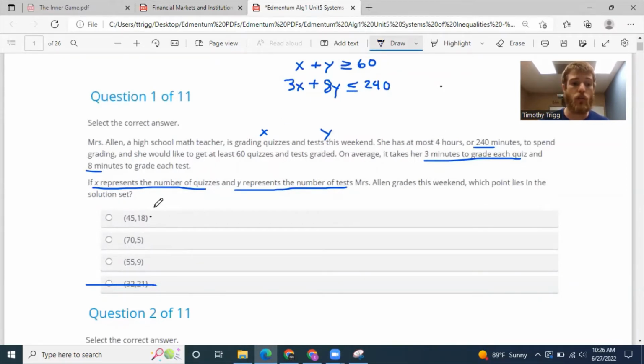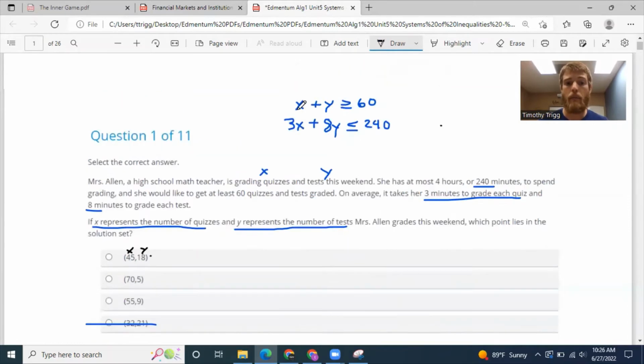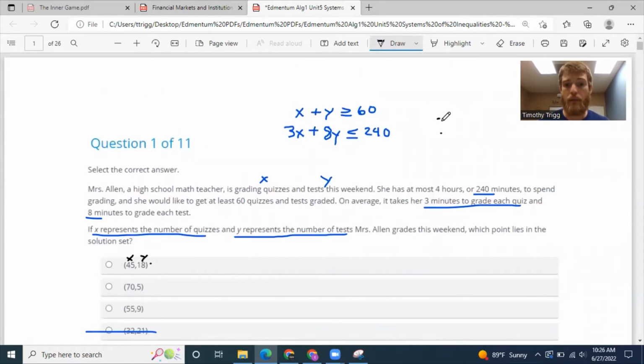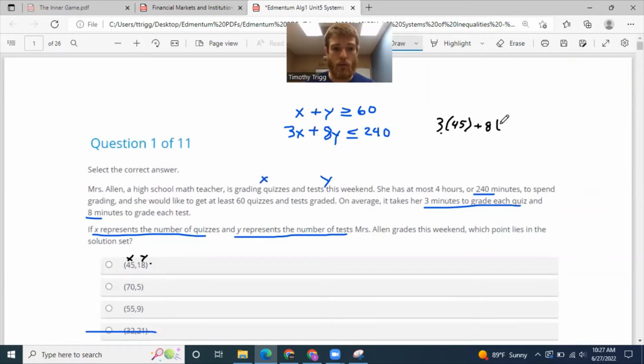So I'm going to try this first one first. So 45, 18, replacing the x with 45, the y with 18. Okay, so this would be 3 times 45 plus 8 times 18, and I want this to be less than or equal to 240. So let's go ahead and see if this is the case.